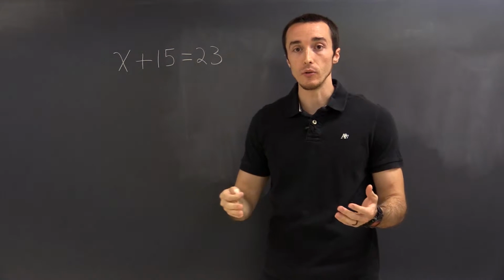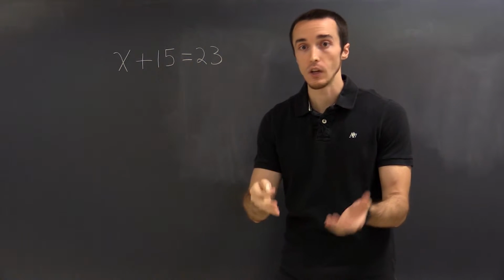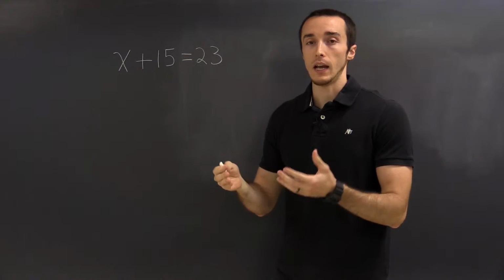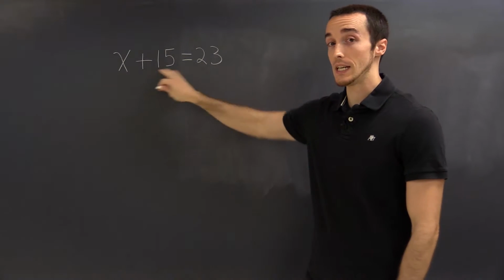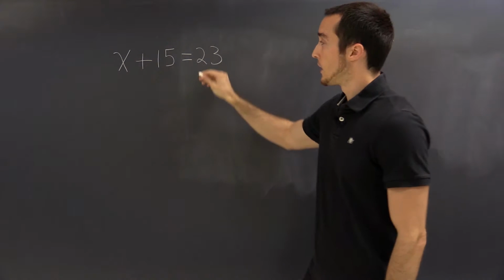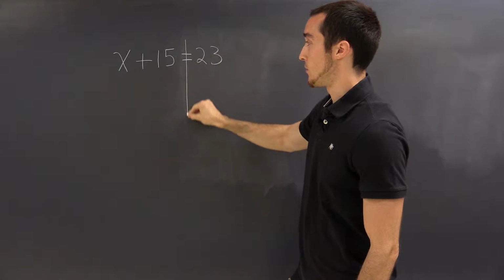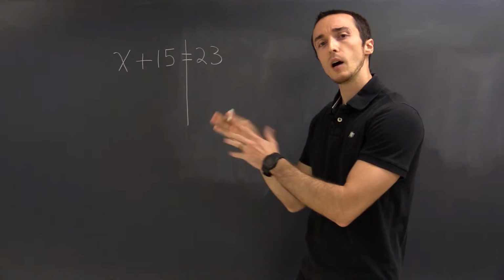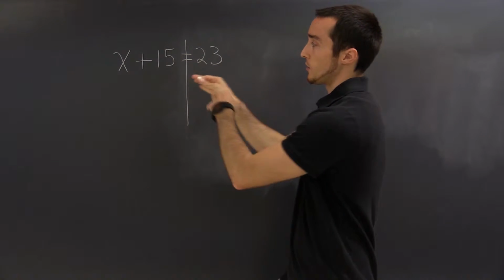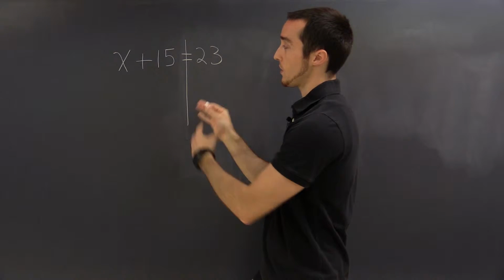What we would like to do is the opposite, or the inverse, of plus 15. And the opposite of adding is subtracting, so we're actually going to subtract 15 from both sides of the equal sign. Sometimes you'll see teachers draw a little line here. They'll call it the river or the bridge or whatever. And it's just to help you remember that since both sides are equal, you have to do the same thing to both sides.